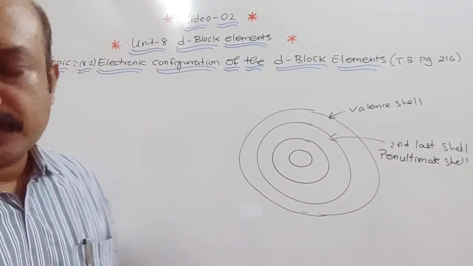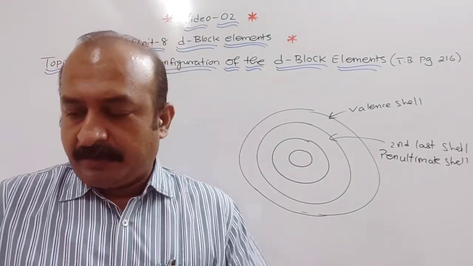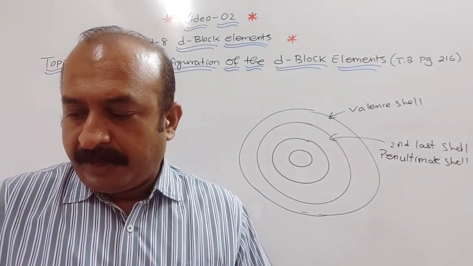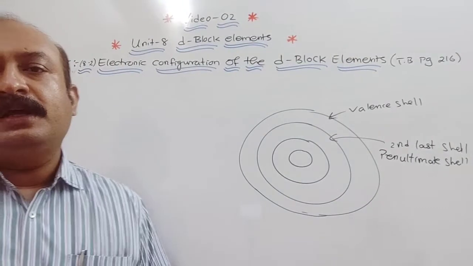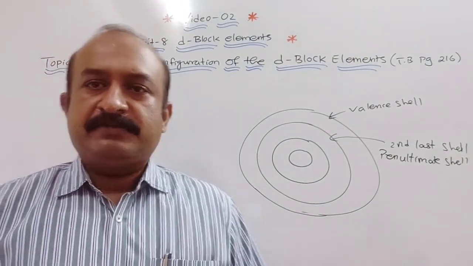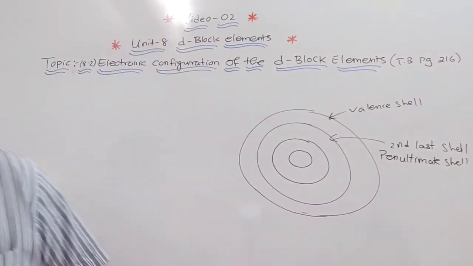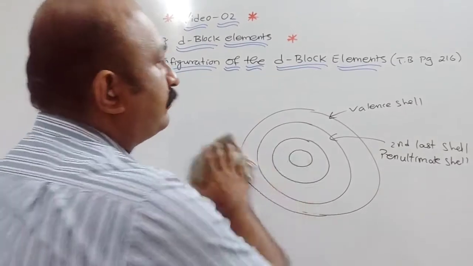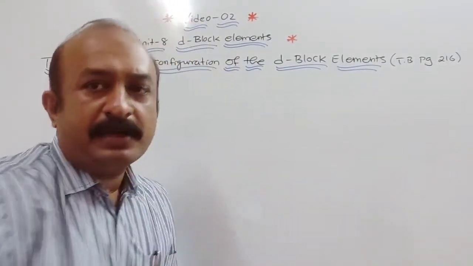That was a topic which was left out in your 8.1, that is position in periodic table. A word is given, penultimate energy levels. The second last is the penultimate shell. Understood? The last shell we call the valence shell. So this was the topic which was left out. Now we start with our topic of electronic configuration in D block elements.